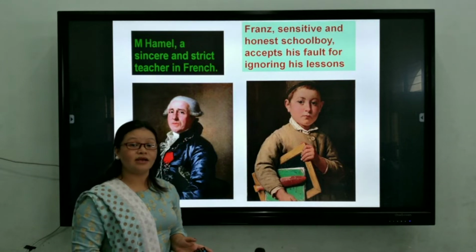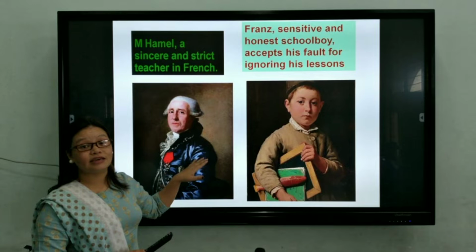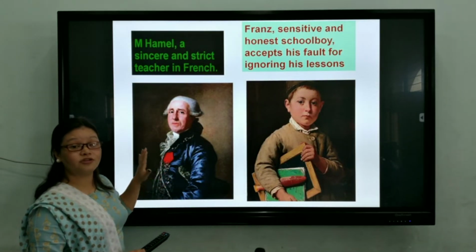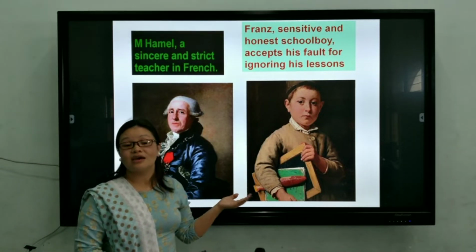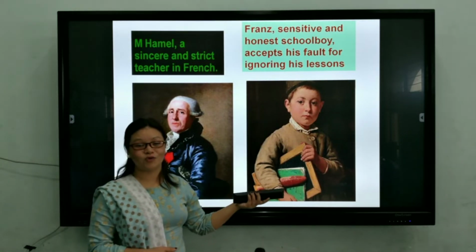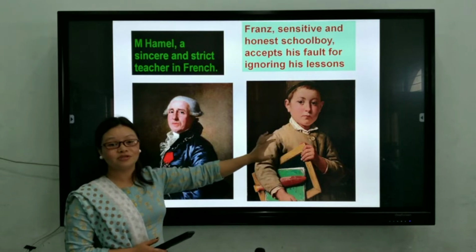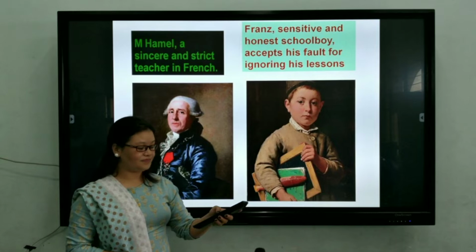Now we begin with the two main protagonists, or the characters, of this story, and they are mainly M. Hamel, who was a teacher, very strict as well as very disciplined, very passionate about teaching, and also patriotic. And we also see a small young boy who was very active, very sensitive and very honest, because in this story he accepts that he didn't learn his lesson.